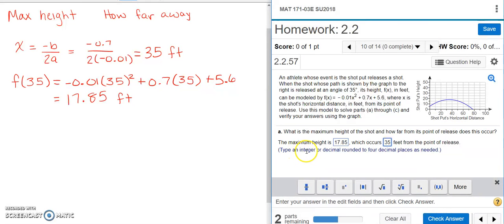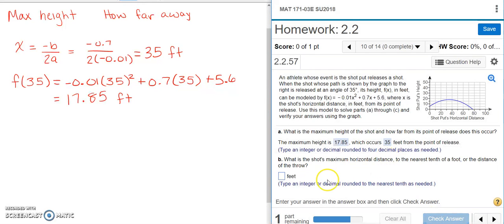Now this says type an integer or a decimal rounded to 4 decimal places as needed. So we don't need all 4. We're just going to put 17.85. But if it had more decimal places, I would have to pay attention to this needing 4.